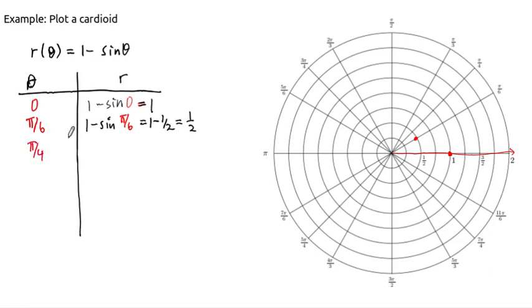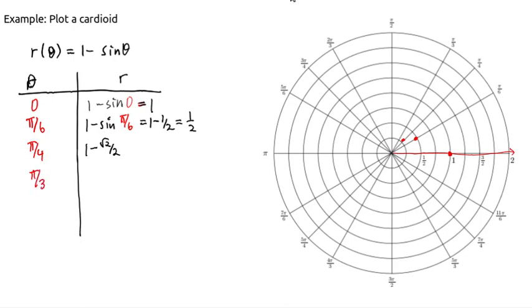So when we plug in pi over 4, our radius is now 1 minus sine of pi over 4, so 1 minus root 2 over 2. This is smaller than a half because root 2 over 2 is larger than 1/2. So 1 minus that is going to be smaller. We don't need to get it exactly where it's supposed to be, but let's say it's about here. And again, we continue on. We don't have to write down every single value in this table, but we'll do the first quadrant.